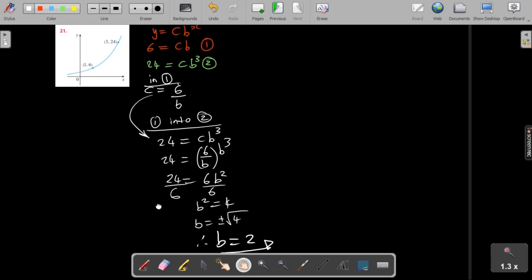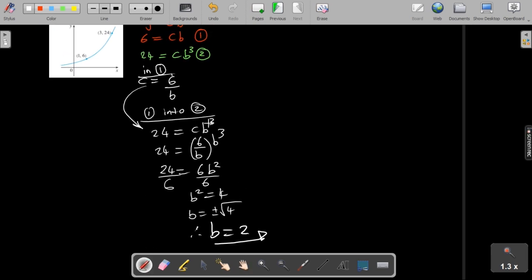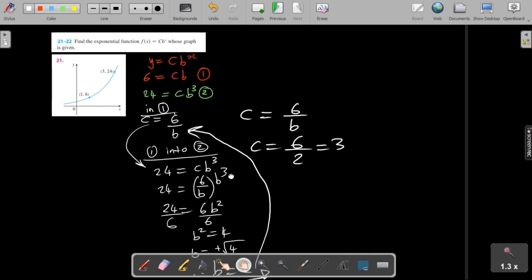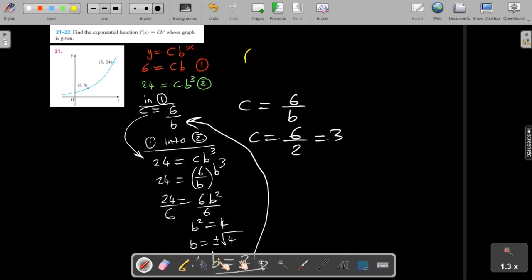All right, so we now have the b, and we can substitute it back into this form of our equations, where we have c equals 6 over b. So we're going to substitute that b of 2, which would give us a c of 3. So now in the end, we have the full function. Remember that our function was c b to the power x. So we're now ready to say f of x equals 3 times 2 to the power x. So that is your final function.